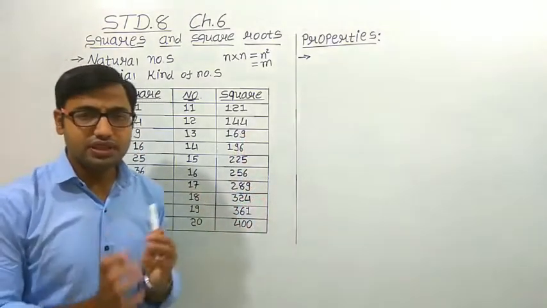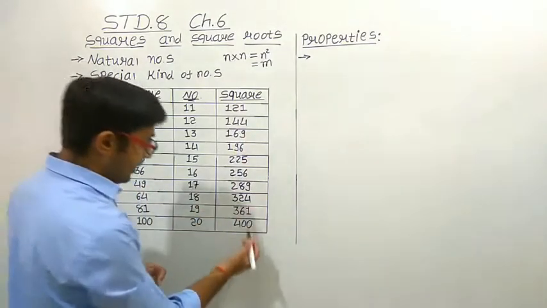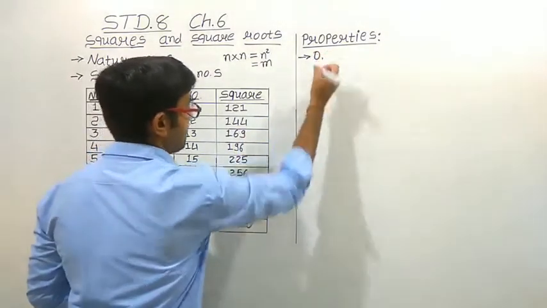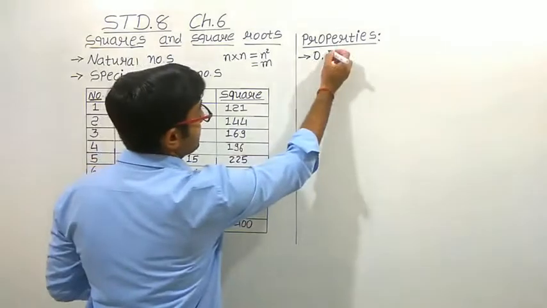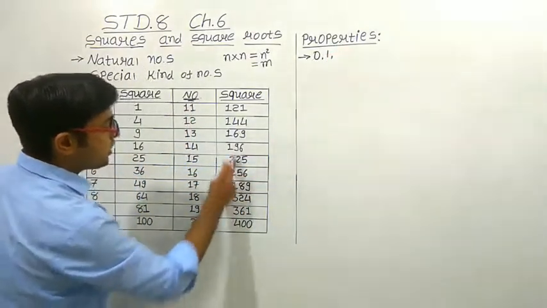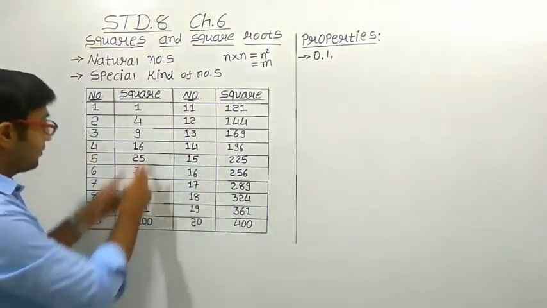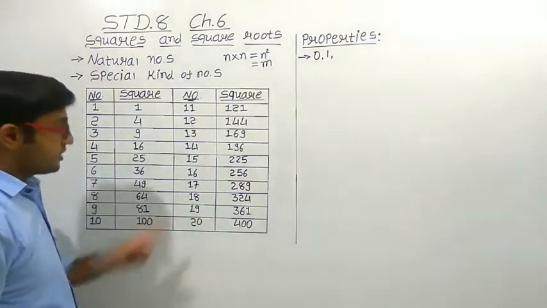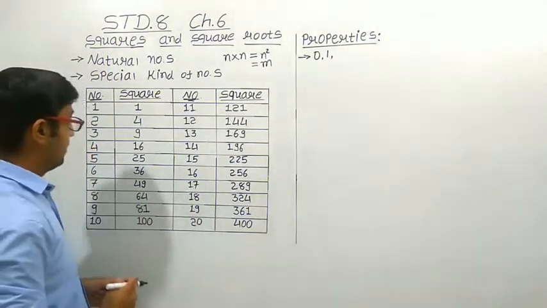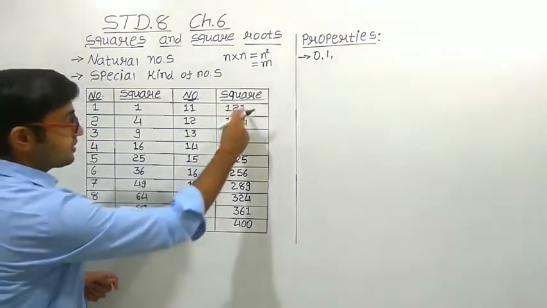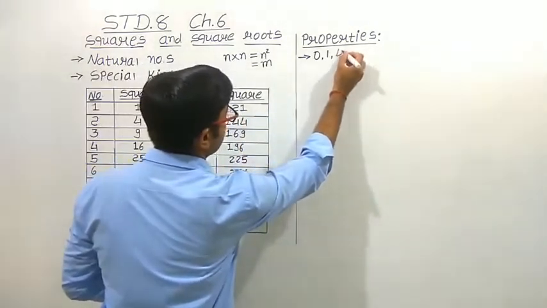So what kind of digit do we get at the unit place? We get 0 as a unit place? Yes. Can we get 1 as a unit place? Yes. Can we get 2 as a unit place? See? No. Can we get 3 as a unit place? No. Can we get 4 as a unit place? Yes. 4 we get as a unit place.